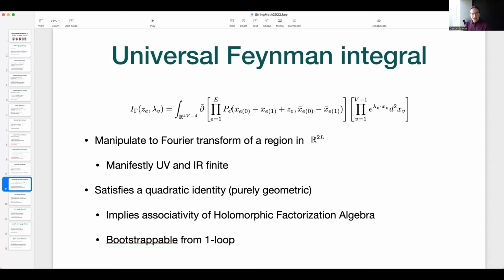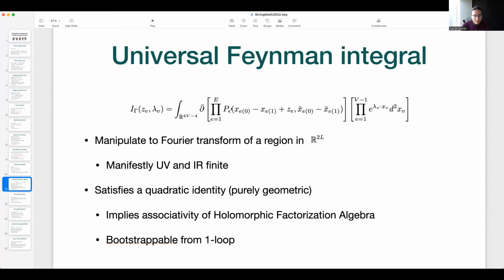The region, this form makes it evident that the answer is UV and IR finite, so it's really a well-defined calculation. And furthermore, there is a purely geometric quadratic identity which holds for these master integrals, and which automatically implies that they do indeed define the coefficients for a holomorphic factorization algebra.